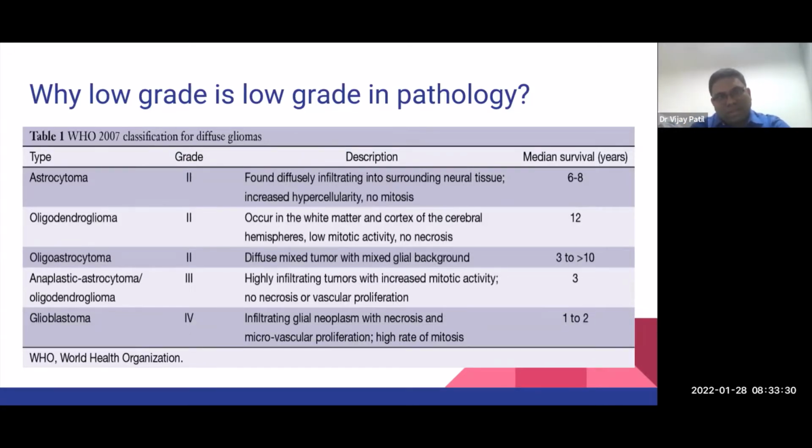So how do you say that this is grade 2 and not grade 3 or grade 4? We'll go from below up. Grade 4 means there is necrosis, microvascular proliferation, and a high rate of mitosis. In a grade 3, there is no necrosis and no vascular proliferation. There will be only an infiltrative tumor with a high mitotic rate. In a grade 2, there is no necrosis, no vascular proliferation, low mitotic activity, and it's kind of a homogeneous tumor.